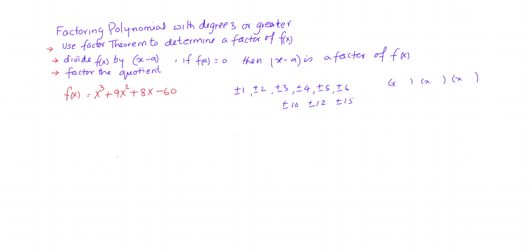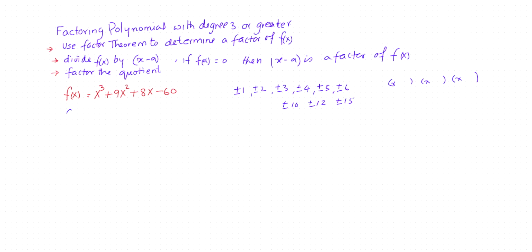If we are getting 0, then it is a factor. So initially, we have to try positive 1. If we are not getting 0, then we try negative 1. Then if not getting 0, then we try plus 2, then minus 2. So sure, we'll get some 0 and we'll know one factor. So let's try now 1. So f of 1.